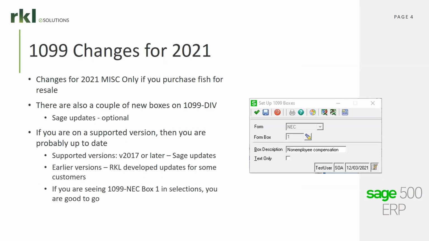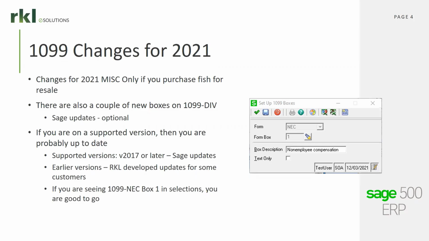Thank you, Leanne. Okay, the first thing is technically there are changes for 2021, but I don't think we're going to have too many effects. The 1099 miscellaneous has a new box if you purchase fish for resale, a limited number of our customers, I would think.